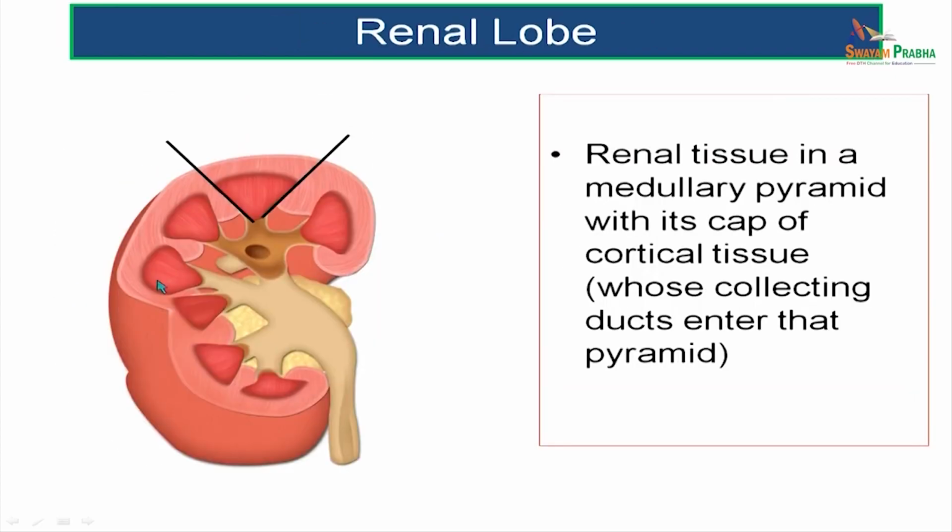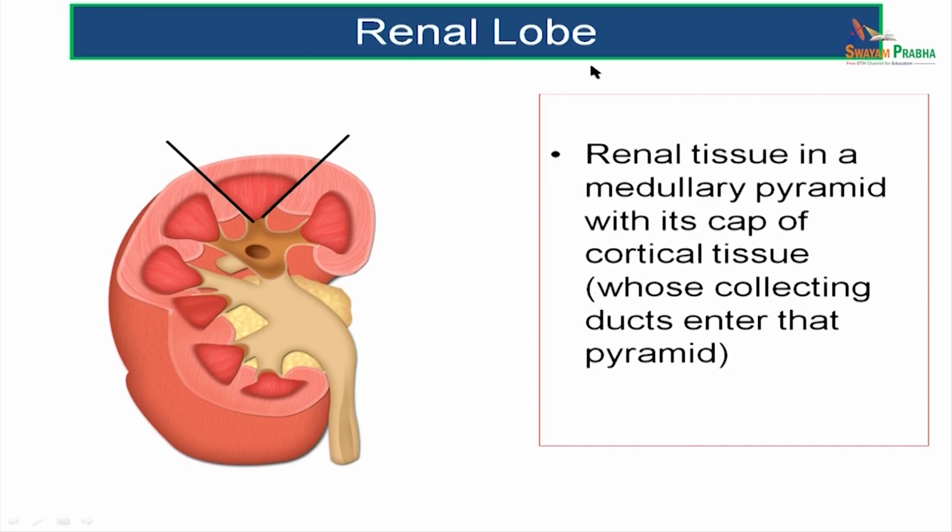Having talked about the various structures which are present in the cortex and medulla, before going into the histological details of these structures, there are two things which are very relevant when you study the histology of kidney. One is a renal lobe, the other one is a renal lobule. Let us go on to define renal lobe and a renal lobule.